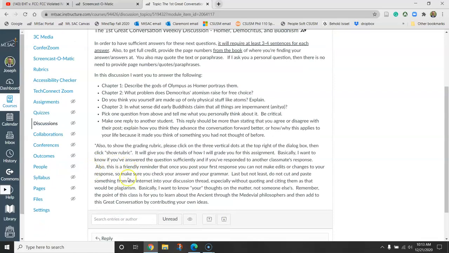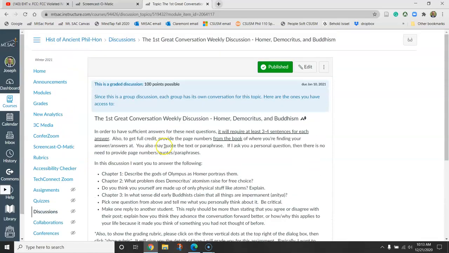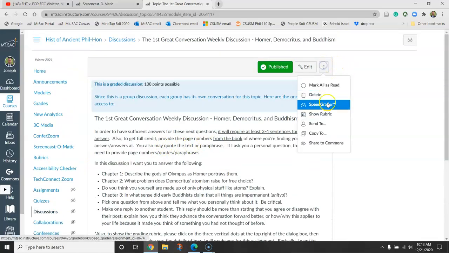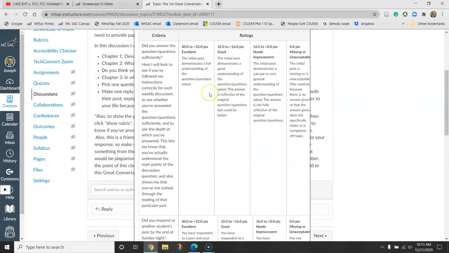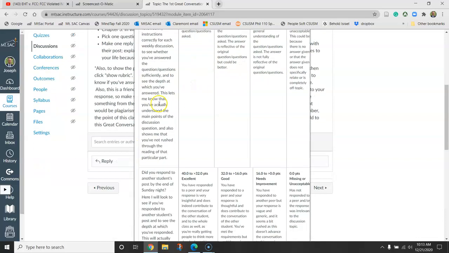Again, down here it tells you I grade you on a rubric. You want to see what the rubric is? Click this, show rubric. These are exactly how I grade you each week on your papers and on your discussion questions. Did you answer the questions sufficiently? And I can click on any one of these 4 boxes and get some points.